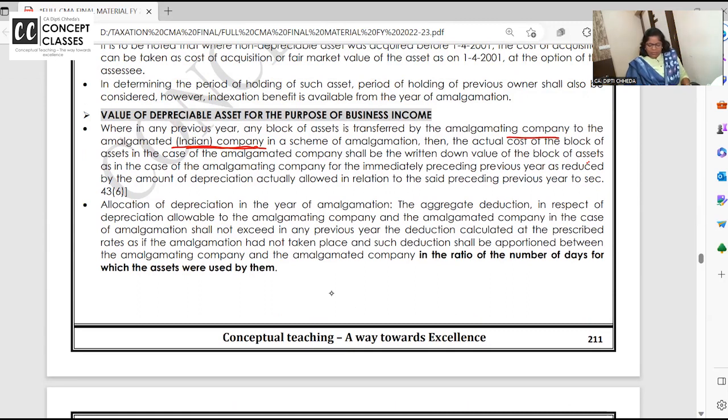Depreciation is allowable to both the companies, and it should not exceed, in any previous year, the deduction calculated at the prescribed rate as if amalgamation had not taken place, and such deduction shall be apportioned between the amalgamating company and the amalgamated company, especially, I have given this in bold, in the ratio of the number of days for which the asset is used. This problem is spoon feeding. They have given the rate of depreciation, but many times in the exam they might not give you the rate. So in the ratio of the number of days of the asset, where the asset is used here or there, it is charged. Okay, right.